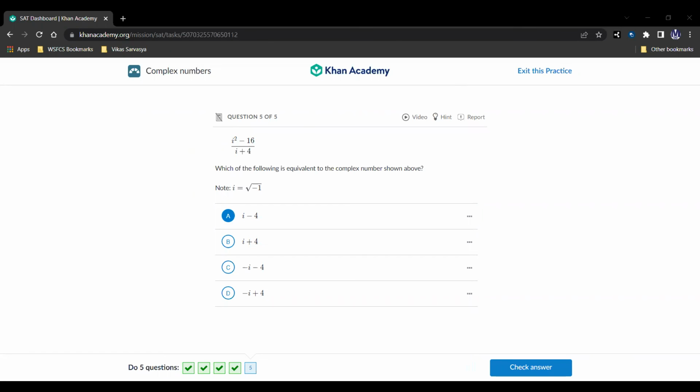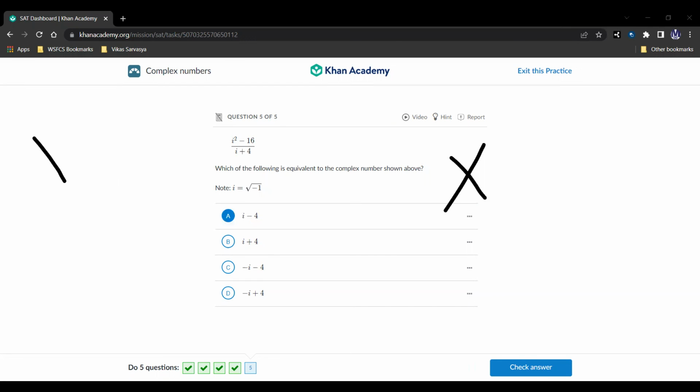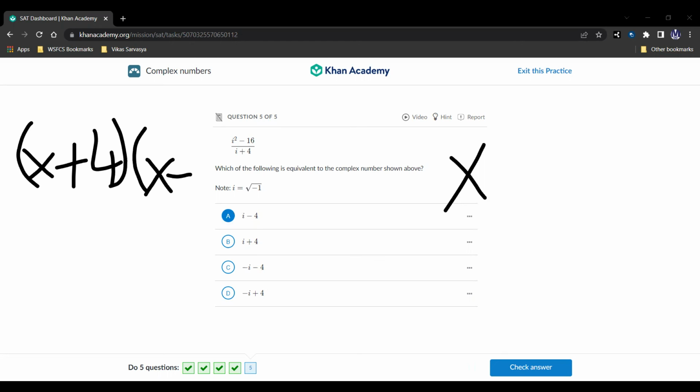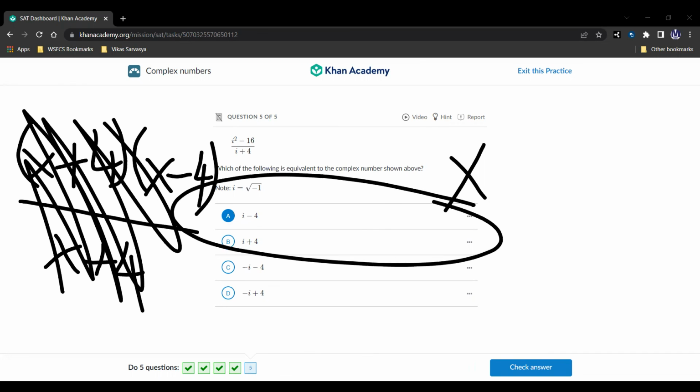This other version is a bit more clever. Instead of i, let's get rid of the i and put a variable, x. x squared minus 16 over x plus 4. If you remember from difference of squares, x squared minus 16 is just x plus 4 times x minus 4, over the x plus 4. This cancels out, and you're left with x minus 4. You put the i back in, and you get i minus 4, as we see right there.